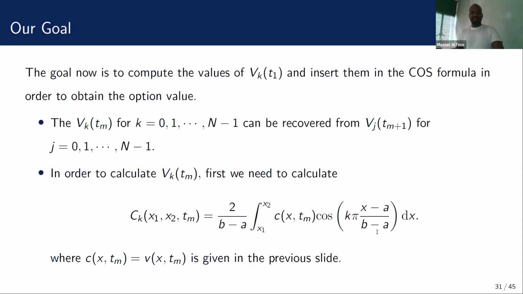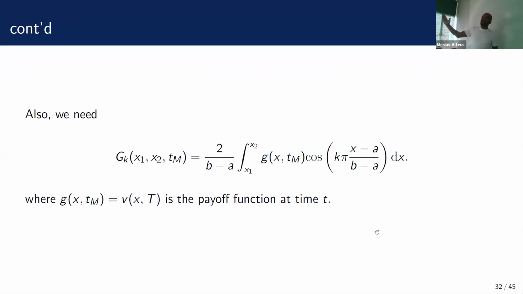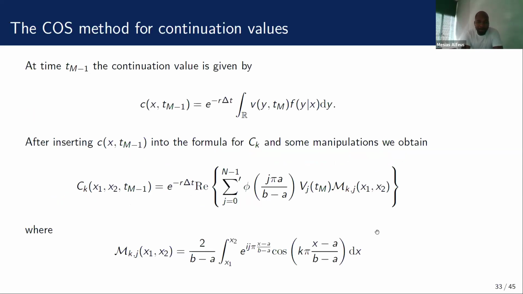That's the difference between G and C: G is when you move from maturity to the next step, if you move backwards. So proceeding from there, at time Tm minus 1, we calculate the continuation value, and this is given by this, because we know the payoff function at capital T, which is the Tm, and then the CK. Of course, I'm skipping steps. I'm just showing you what we are going to arrive at.